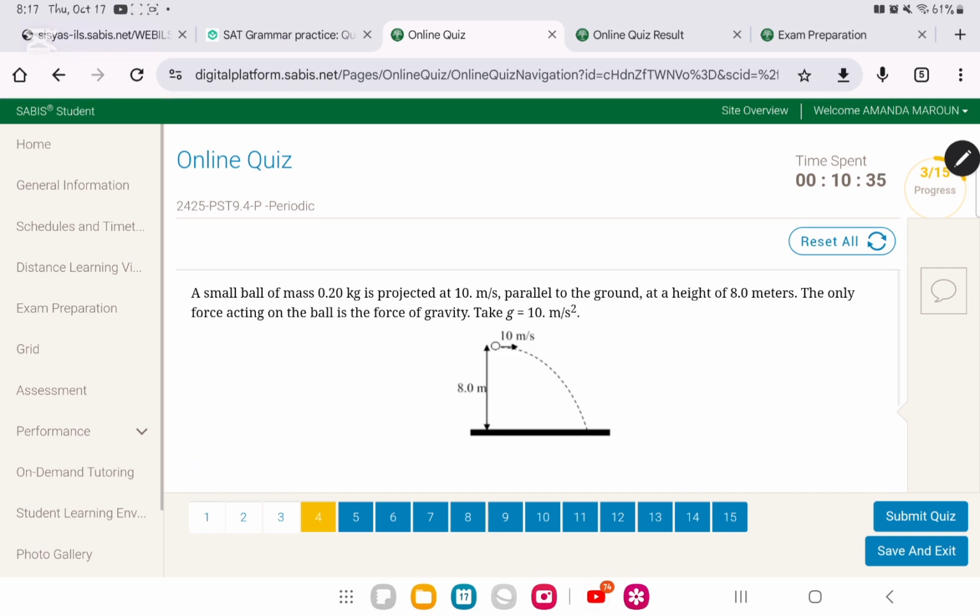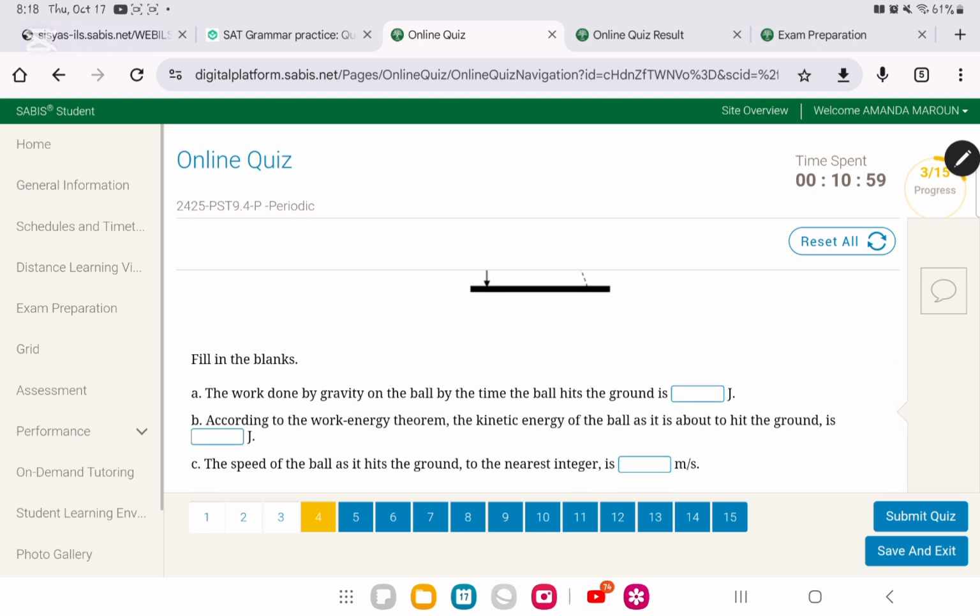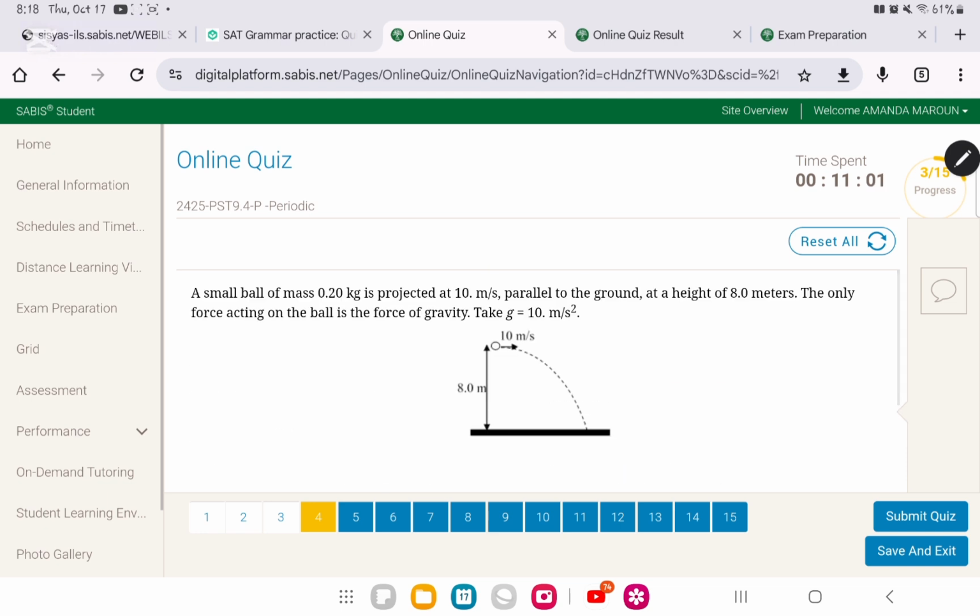Question number 4. A small ball of mass 0.20 kg is projected at 10 meters per second. This is the initial velocity, keep it in mind. At a height of 8 meters. This is our height. The only force acting on the ball is the force of gravity. Take g as 10 meters per second squared. They asked us the work done by gravity on the ball. We know that the work done by gravity is plus or minus mgh.